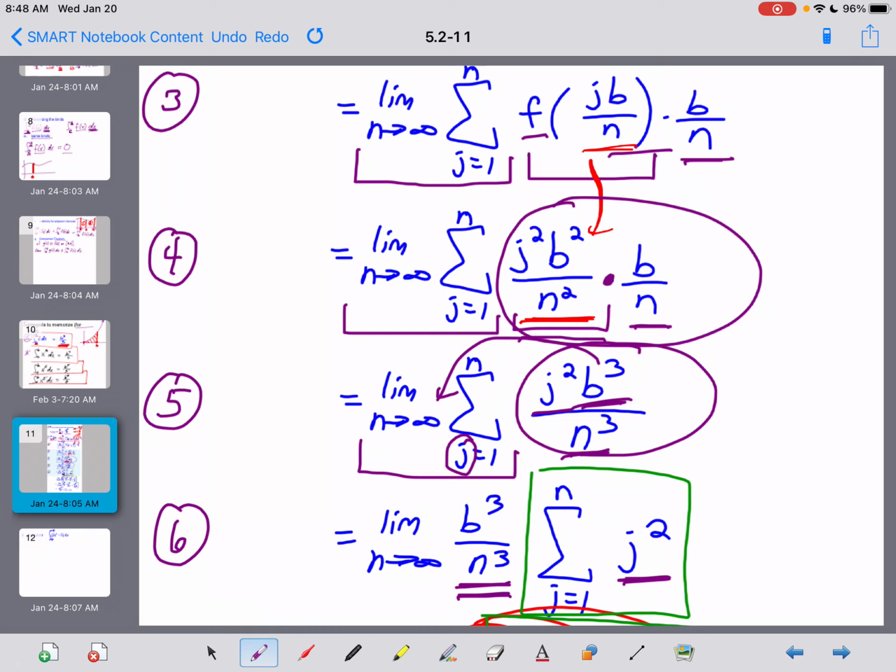Notice I didn't pull them out in front of the limit, because the limit right there, guys, does relate to this n variable, but I was able to pull it out in front of the sigma. All right, and where are we now?